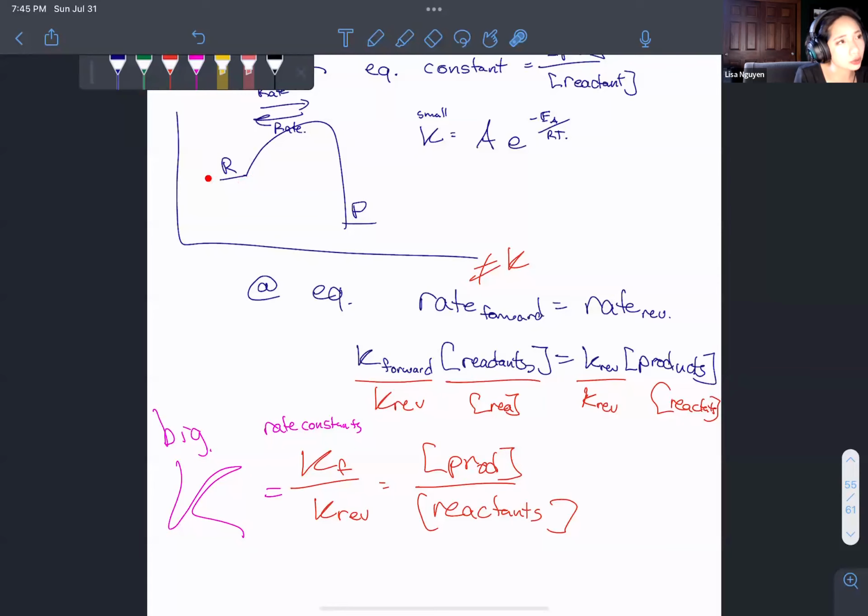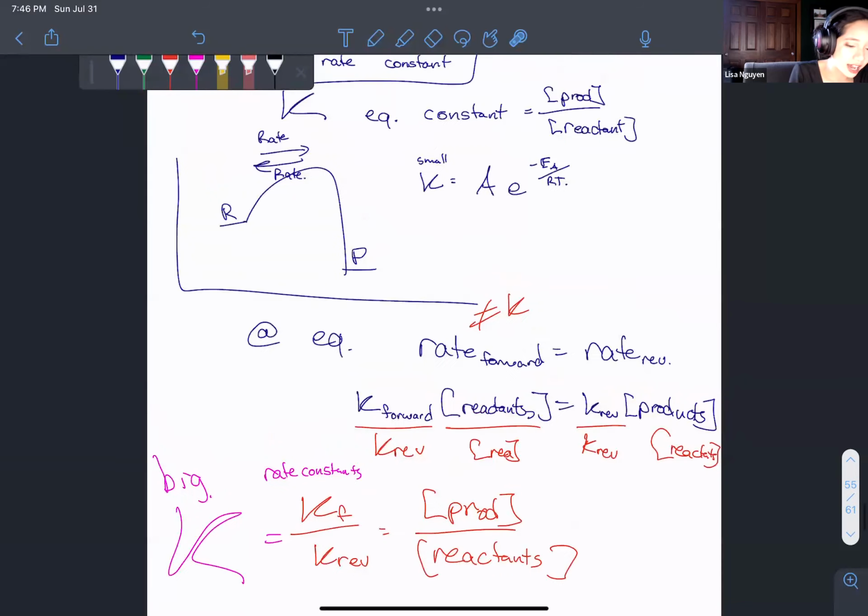If it's easier for reactants to get to products, then you're going to have a lot of products present at equilibrium. So that means that the rate constant for the forward direction is large. Both of those things give you a large K value. Lots of products means the forward direction of your reaction is very favorable, very large.